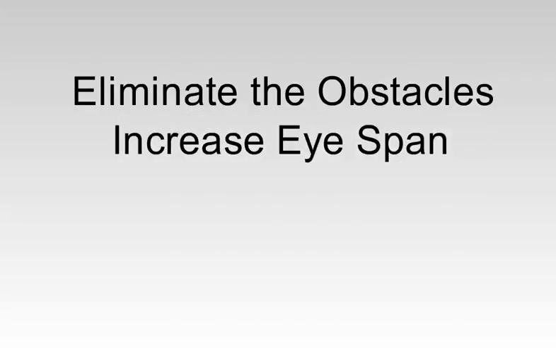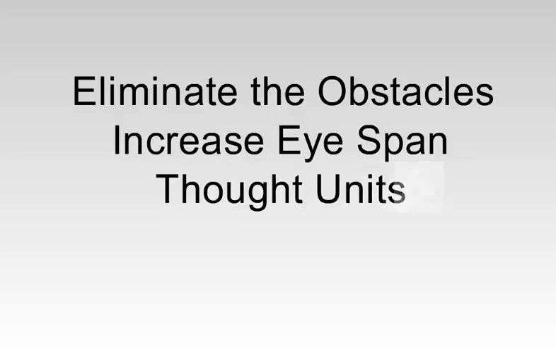Okay, so how are we going to eliminate the obstacles? The first thing we're going to do is we're going to increase eye span. Eye span is the number of words that you take in as you look at the words, as you perform a fixation. And we'll increase thought units by using the words in context. We'll group the words according to the context.